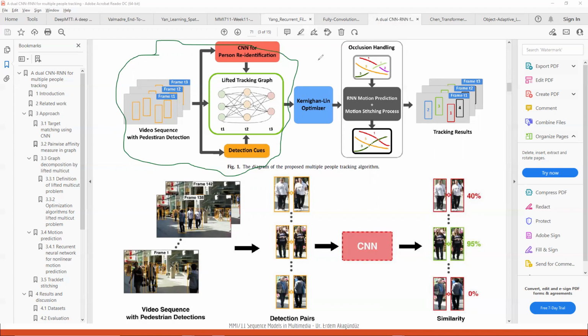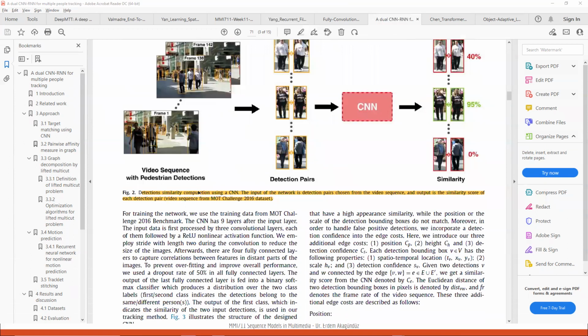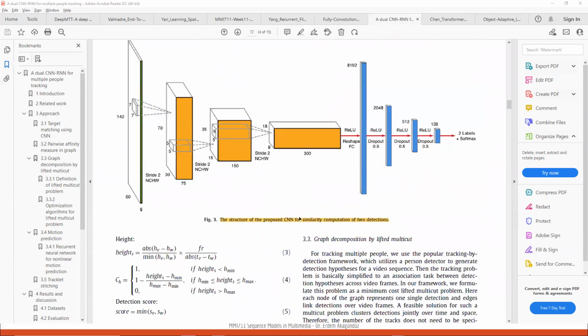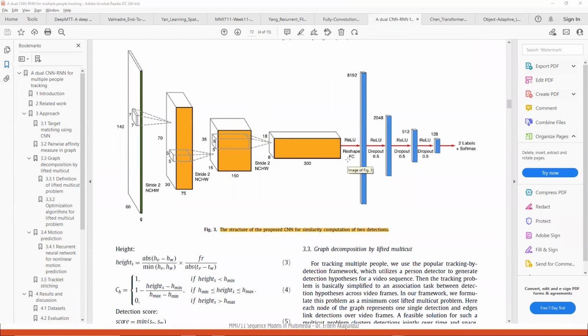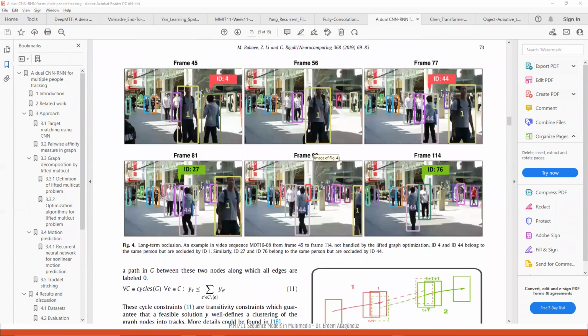Okay, let's see what happens in this paper. Exciting paper, huh? Detection similarity computation using a CNN. They also talk about where they get the video sequence. Now the structure of the proposed CNN for similarity computation: it is not a Siamese network. It could have been a Siamese network, because usually in CNN similarity comparison we use Siamese networks, but they didn't do that. They use a CNN to obtain a similarity for two detections. Okay, that's their choice.